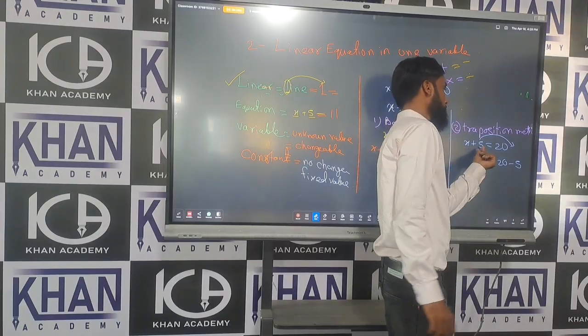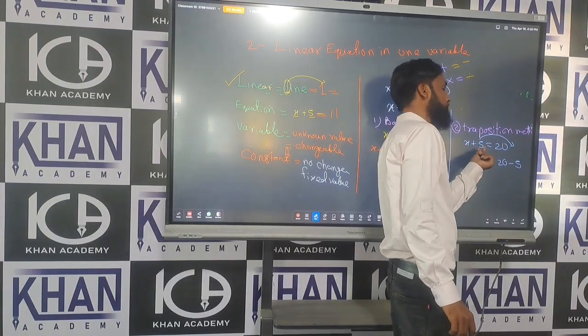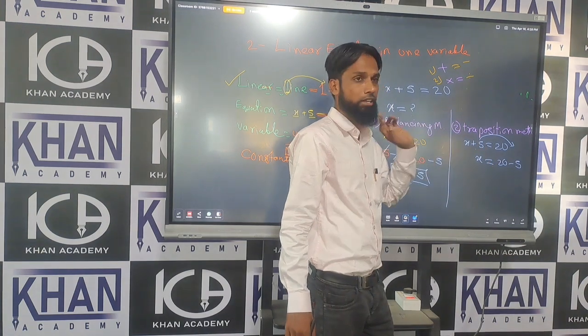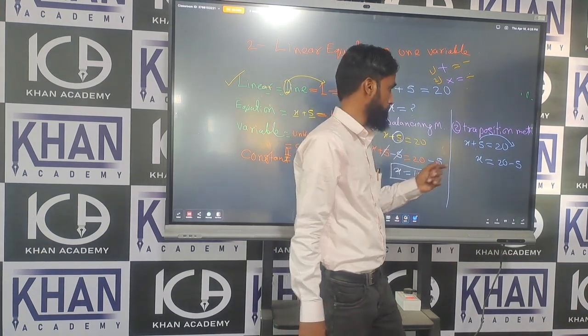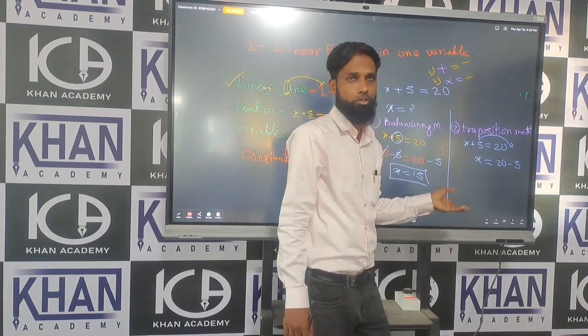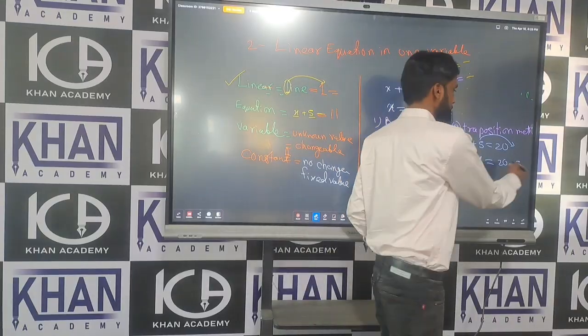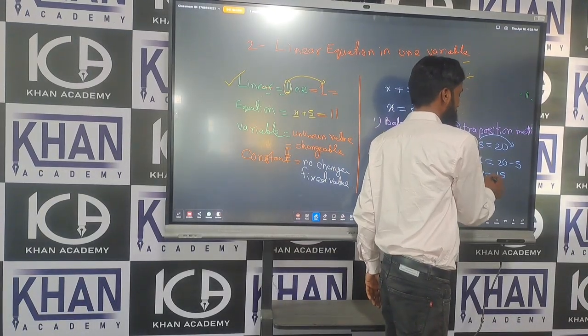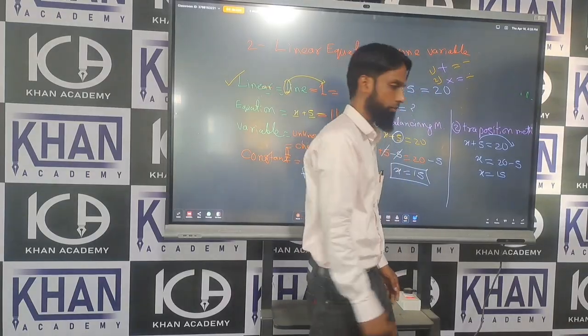Before you transfer this 5, you have to check its sign. Which sign does 5 have? Plus. So the opposite of plus is minus. 20 minus 5 is 15. So the value of x is equal to 15.